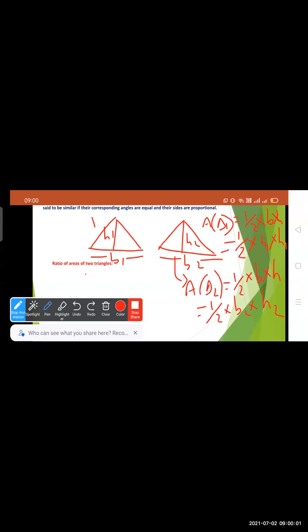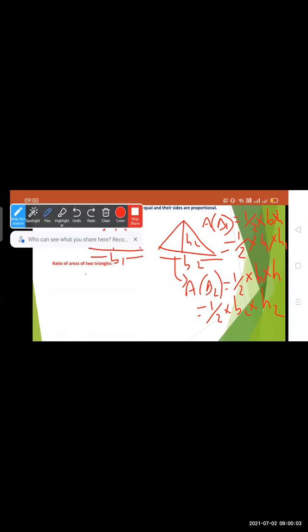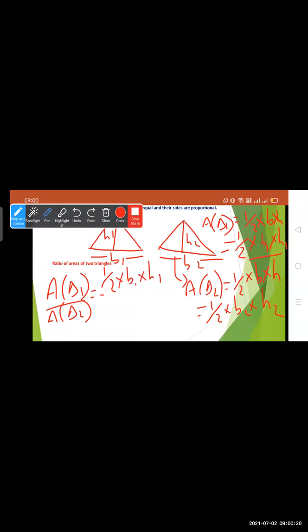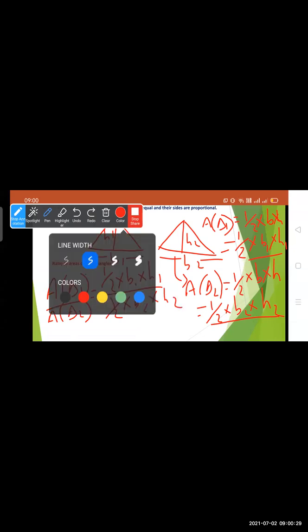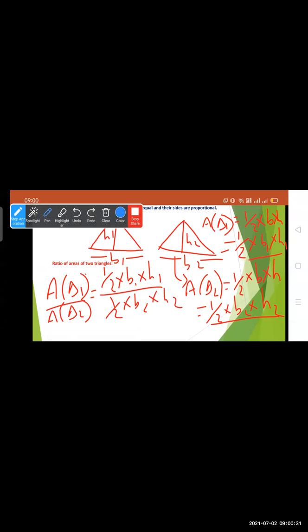Clear? Now here we have to find the ratio of these two triangles. So the ratio of the area of triangle 1 to triangle 2 is equal to half into B1 into H1 upon half into B2 into H2. Write down this formula. Okay, now this half gets cancelled.